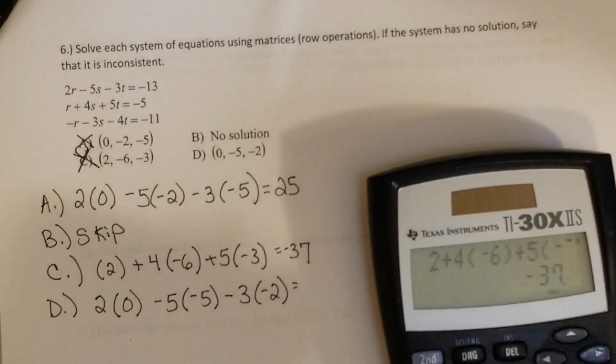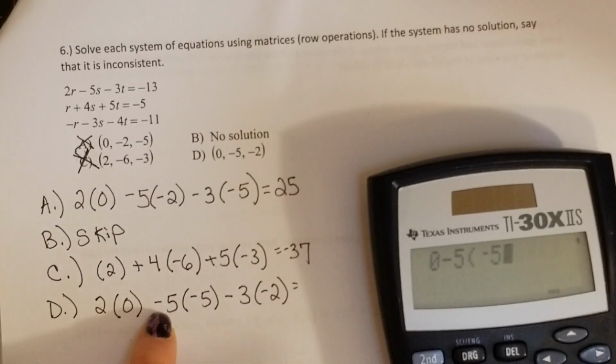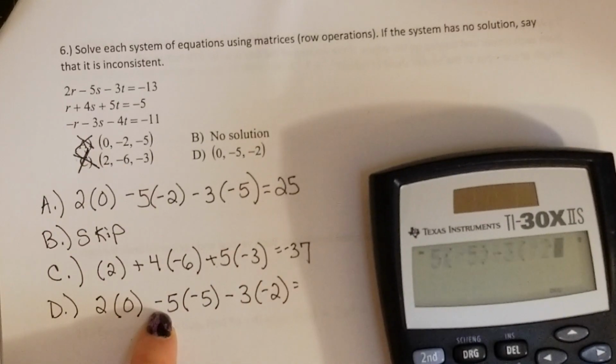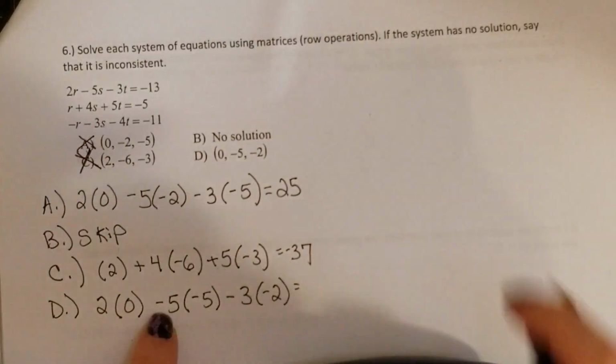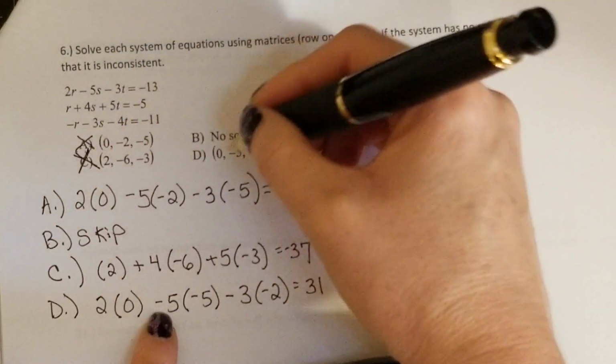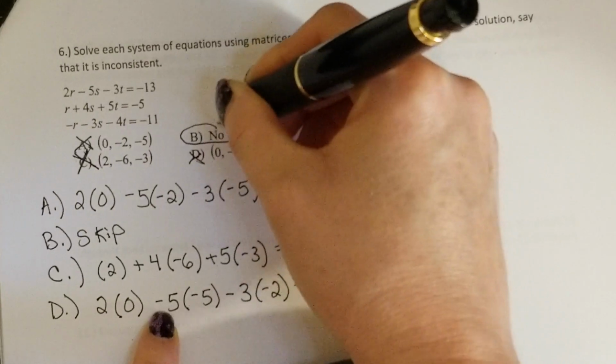Okay, so we will type in the second one. I know 2 times 0 is 0, so I don't even know why I put that in there. Probably didn't need to. Okay, so that gives me 31. So that is not -13. So I know it's not D. So my answer is B, no solution.